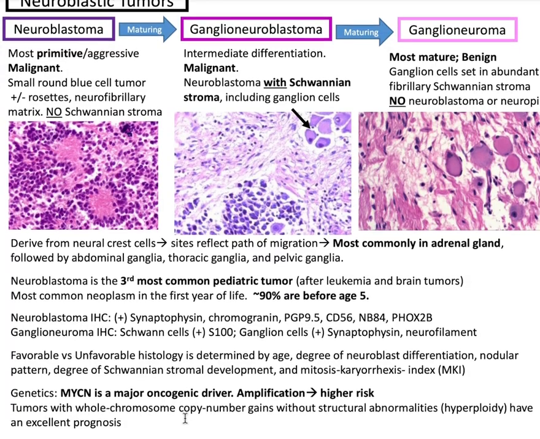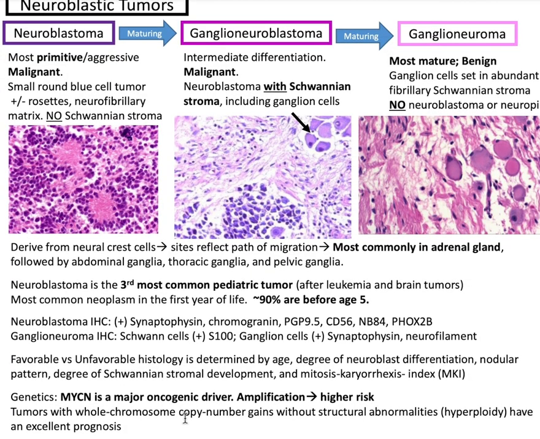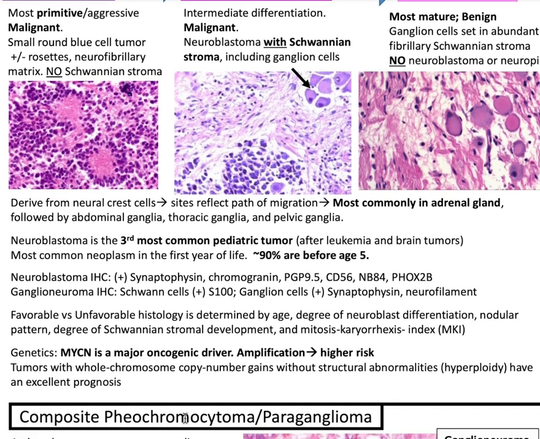Neuroblastic tumors: you have neuroblastoma, which is the most primitive and malignant; ganglioneuroblastoma, which is malignant; and neuroblastoma with Schwannian stroma; and ganglioneuroma, which is most mature and benign, and you'll have no neuroblasts or neuropil. Neuroblastoma is the third most common pediatric tumor, where around 90% occur before age 5. MYCN is a major oncogenic driver. Amplification leads to higher risk.